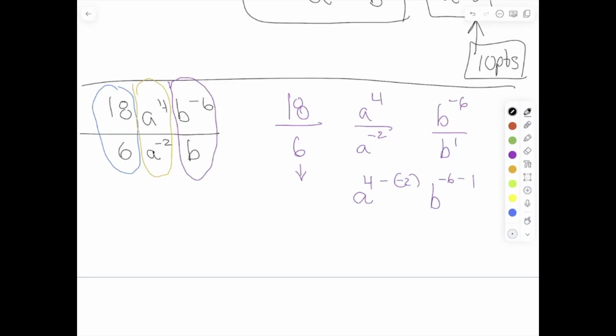Jalen Hall. What do I got to do with the 18 over 6? Do you divide it? Yeah. Is it 3? Yeah, it's 3. Pretty cool, up to the part where you subtract the exponents. Good. I didn't subtract them yet though. Ladies and germs.